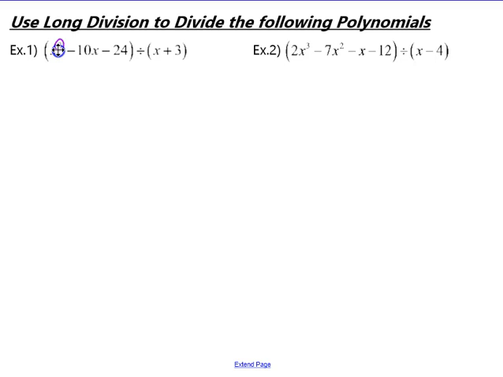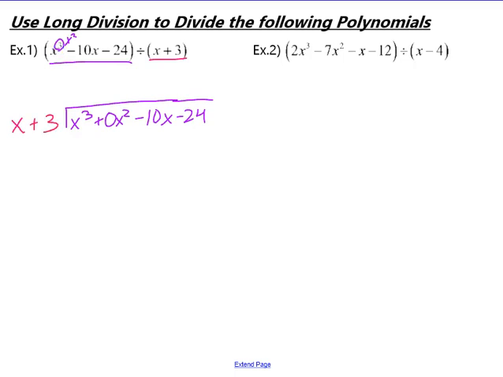So make a note that we're missing our x squared term. When we go to write this underneath our division symbol, we're going to write x cubed, and then you're going to put a plus 0 for your x squared, and then minus 10x minus 24. Then we can go ahead and place our divisor, x plus 3, on the outside. It's really important that you do not forget about that 0 placeholder. So let's go ahead and continue.